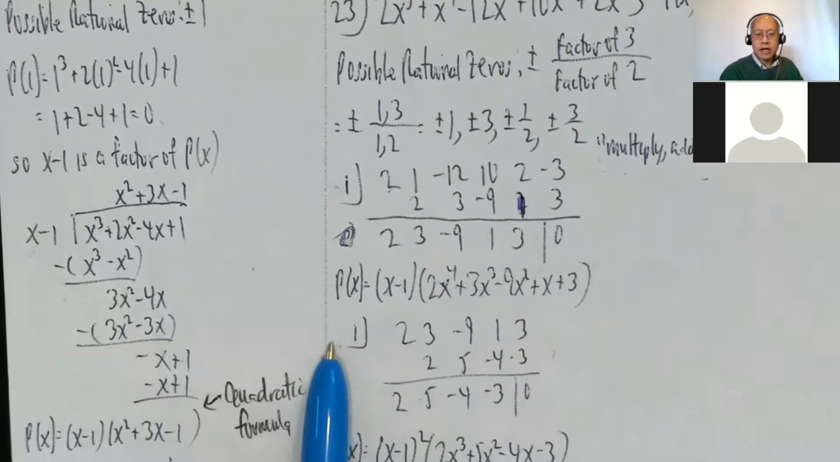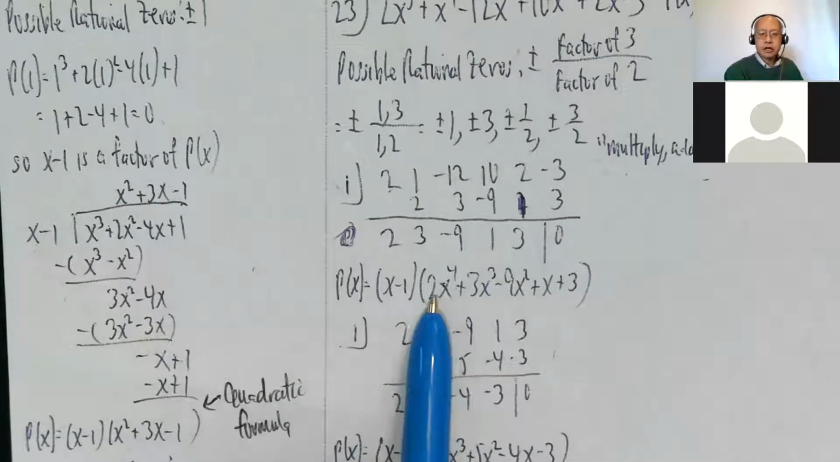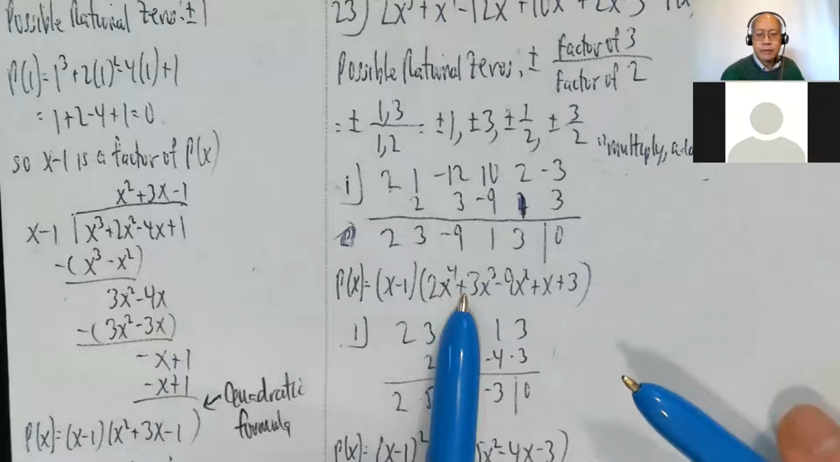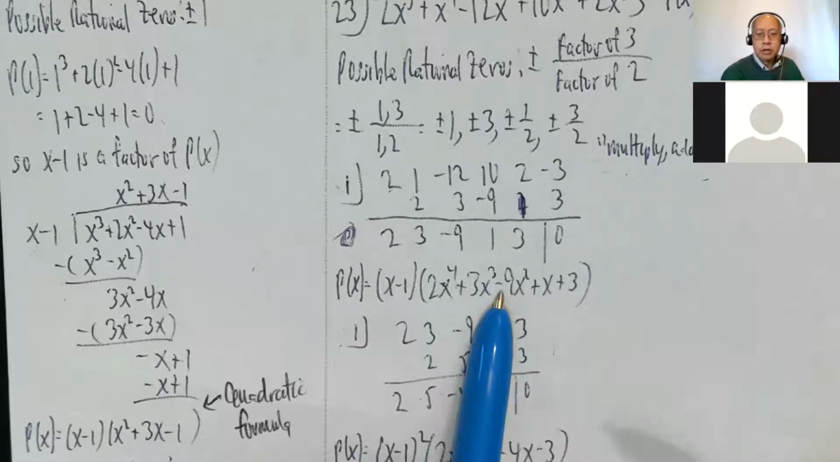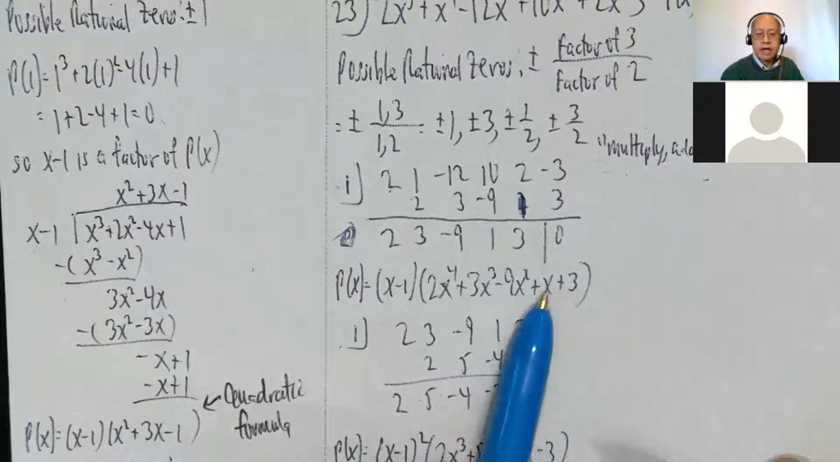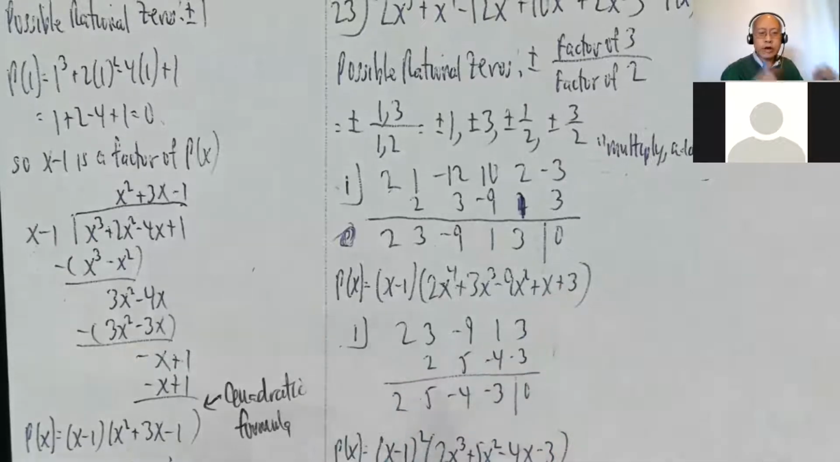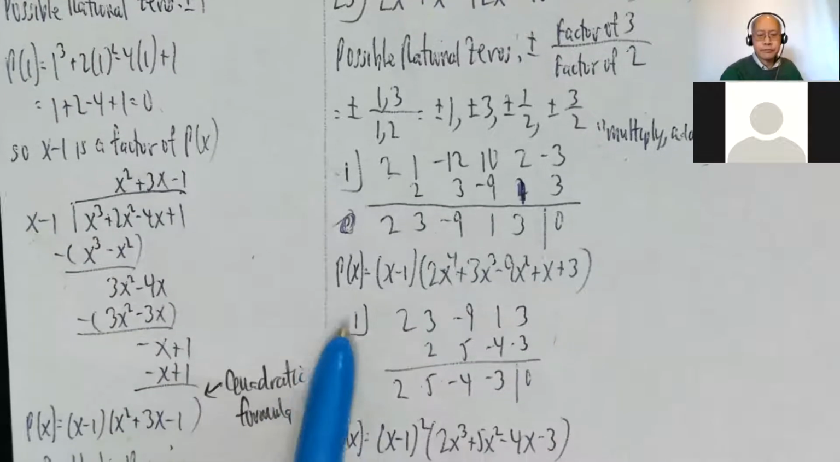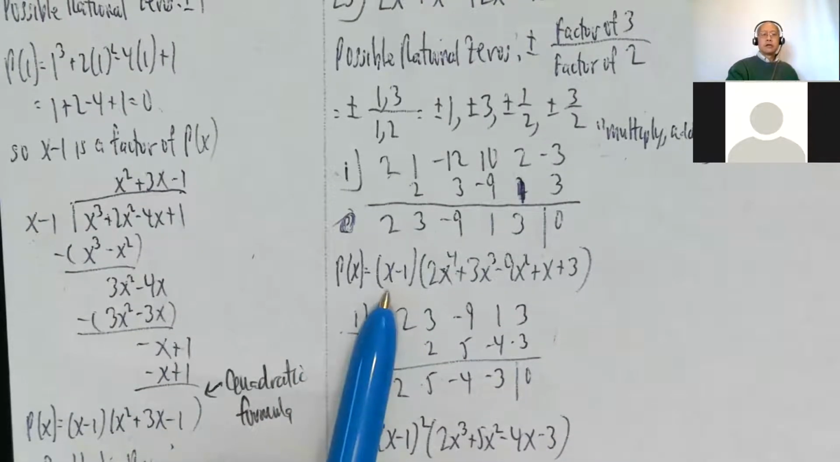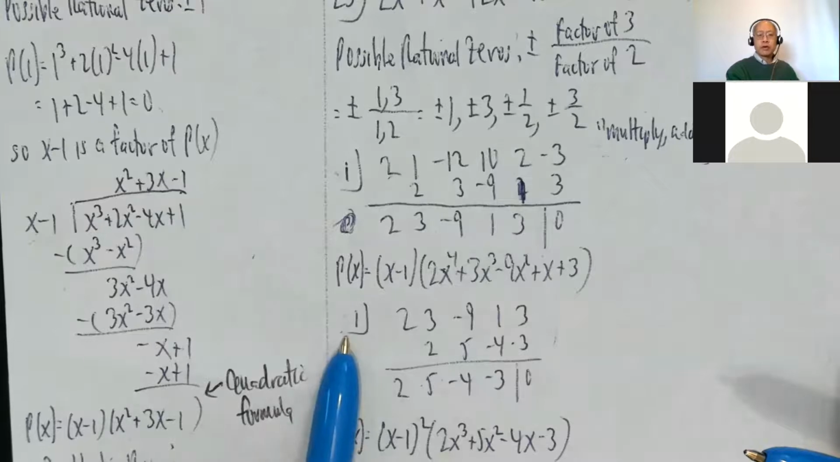Okay, I decided to try 1 again because I noticed 2 plus 3 is 5. 5 minus 9 is negative 4. Plus 1 is negative 3. Negative 3 plus 3 is 0. So I can do 1 again. So it looks like I'm going to get a 1 of multiplicity 2, or at least 2, I should say. So I get x minus 1. So 1's going to work.